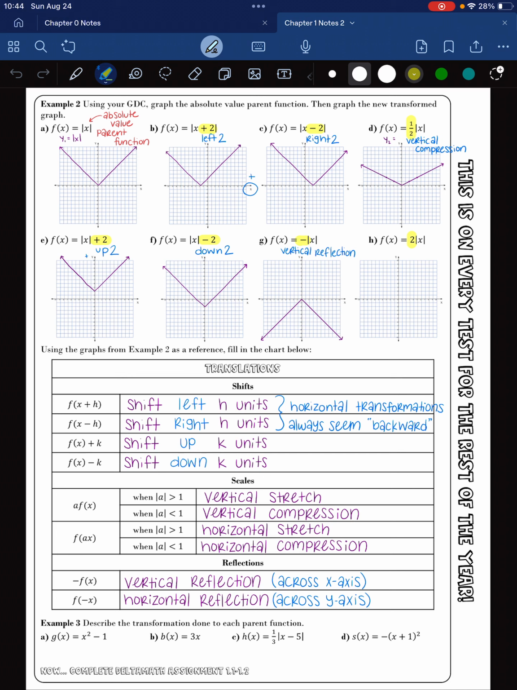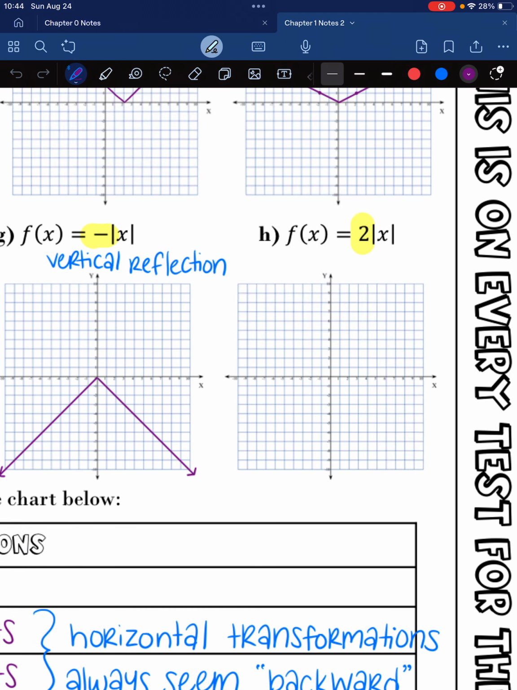Okay, so when I multiplied by a half, that made it shorter vertically. So maybe multiplying it by 2 is going to make it taller vertically. Maybe that's going to stretch it. And if you type that in your calculator, that is exactly what happens. And that is a vertical stretch.